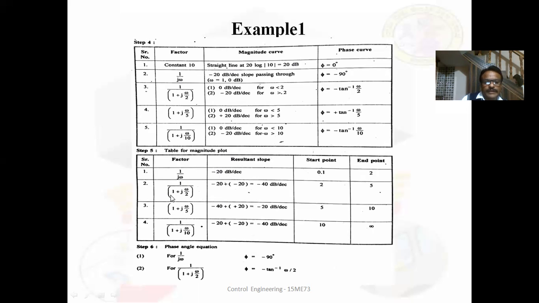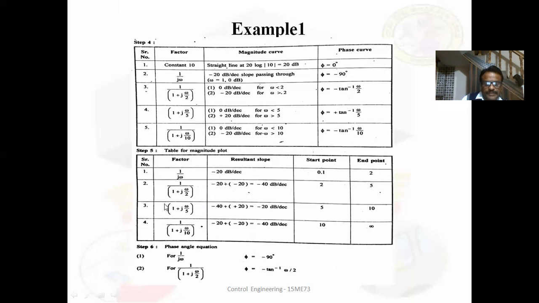Now you take another pole, 1 by 1 plus j omega by 2. Here the previous resultant slope is minus 20, and for this pole it is minus 20, so the resultant slope is minus 40 dB per decade. It starts at 2 radian per second and ends at the next corner frequency, 5.